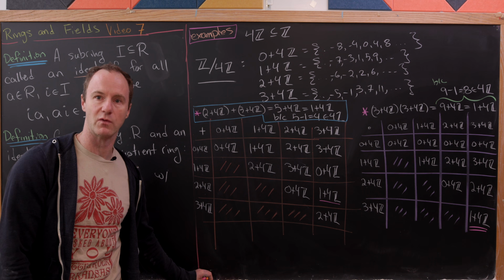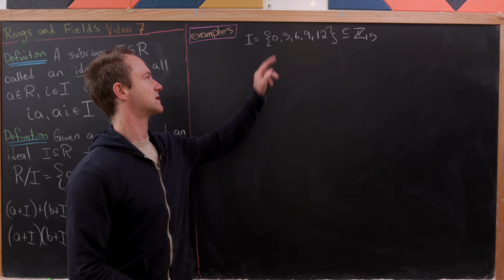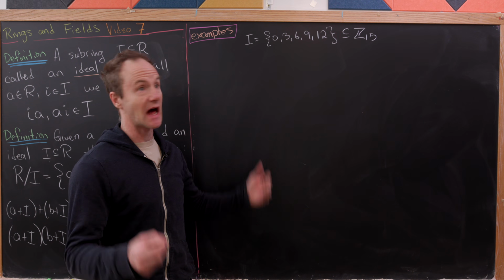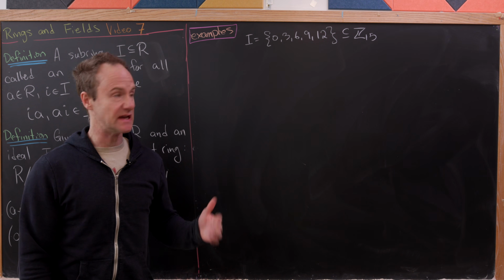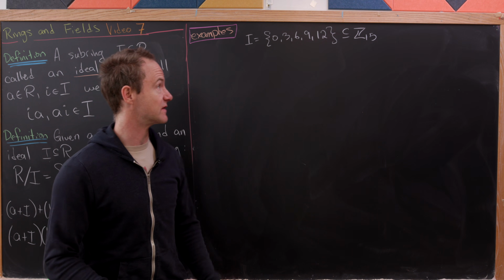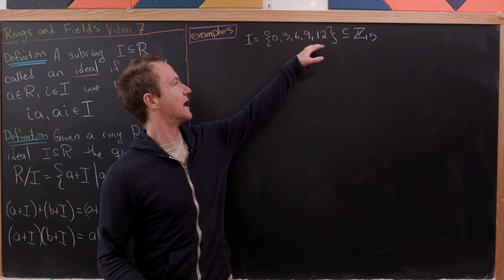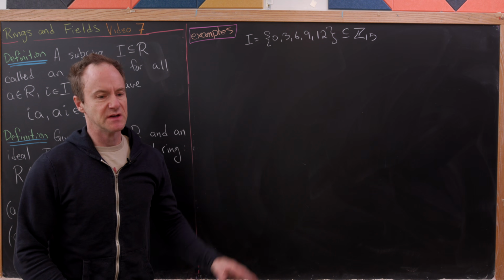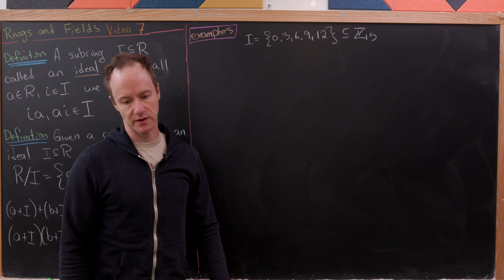Now let's look at a couple more. So let's look at another example. Let's suppose we've got the ideal containing 0, 3, 6, 9, 12 as an ideal of Z15. So you can check that this is an ideal of Z15 maybe via the definition of an ideal, just by taking every element of Z15, multiplying it into these, and observing that you get another one of these. I'm not going to do those steps, but it should be pretty straightforward.